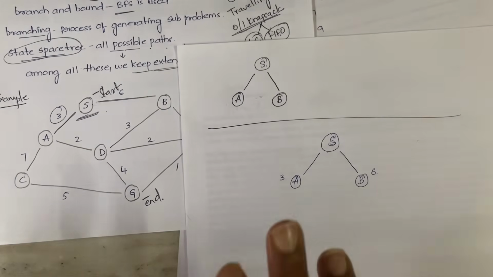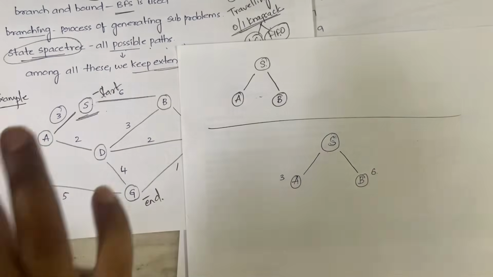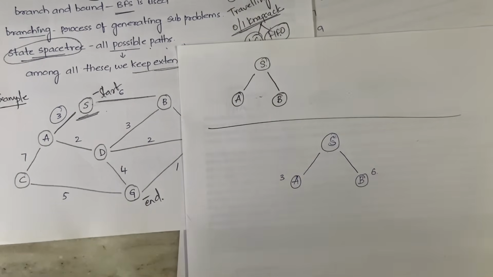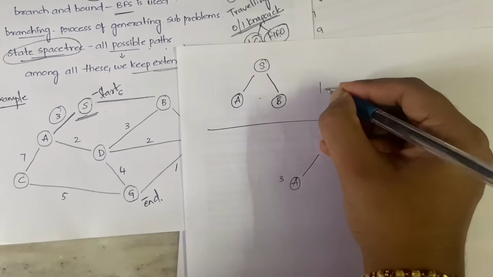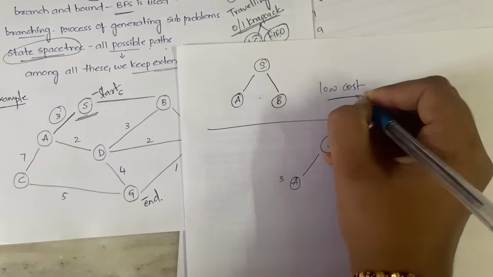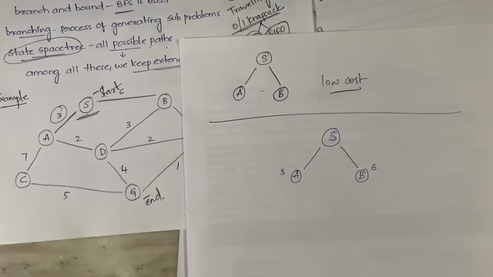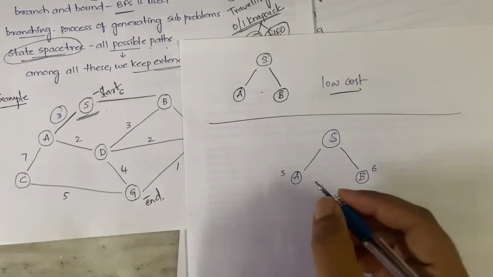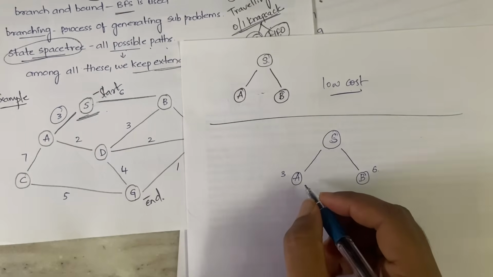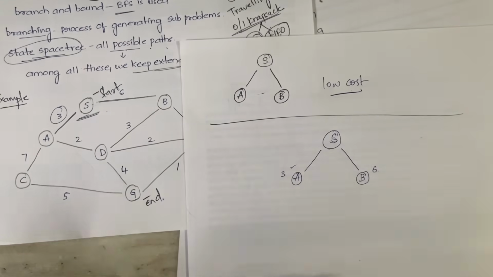From S you have 2 options, and among those 2 options, whichever is the smallest, you have to pick, because our aim is to get with a low cost, right? We have to concentrate on getting low cost. Now A is the lowest cost among both these two. So now you have to start extending A. Okay.